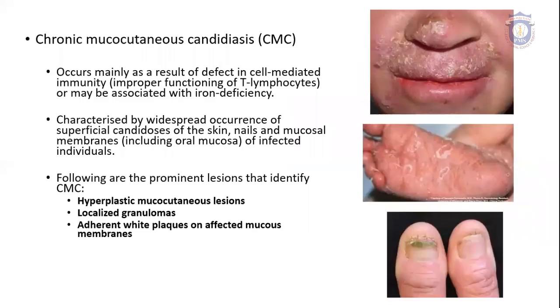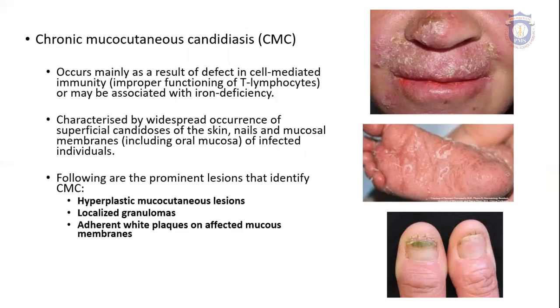Next form is chronic mucocutaneous candidiasis. As the name suggests, it occurs both on the mucosa and also the skin. So it occurs mainly as a result of defect in the cell-mediated immunity, that is due to the improper functioning of T lymphocytes, or it may be associated with iron deficiency. So this condition is characterized by widespread occurrence of superficial candidosis of the skin, which is seen in the first picture, or of the nails.